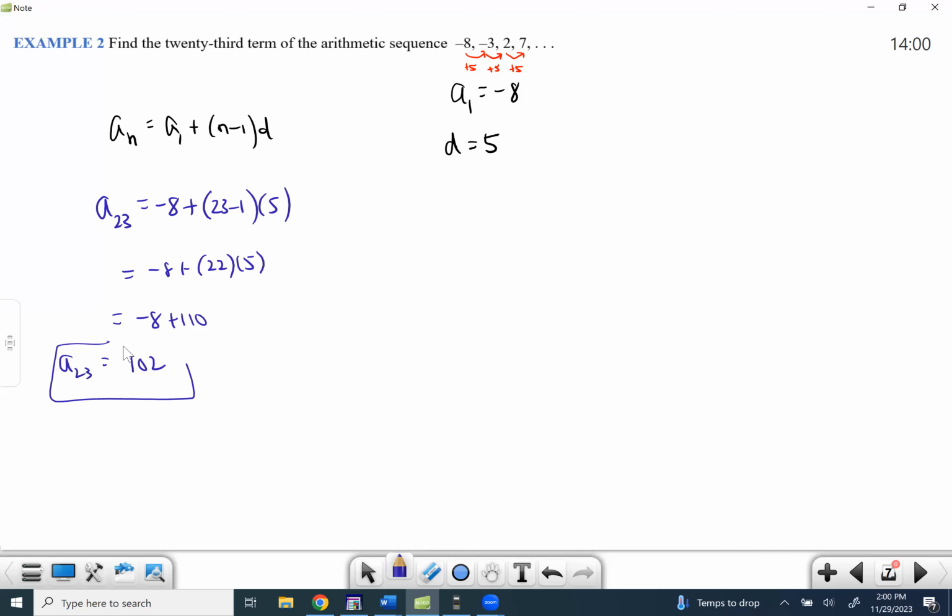Now, if they gave you small enough, like they said, find the 8th term, well, you could just be like, well, you had 4 more blanks, just keep adding 5s, you know? But 23 is a big enough number to where, like, okay, maybe I'll actually use this formula to get it. Okay. All right, the next one.